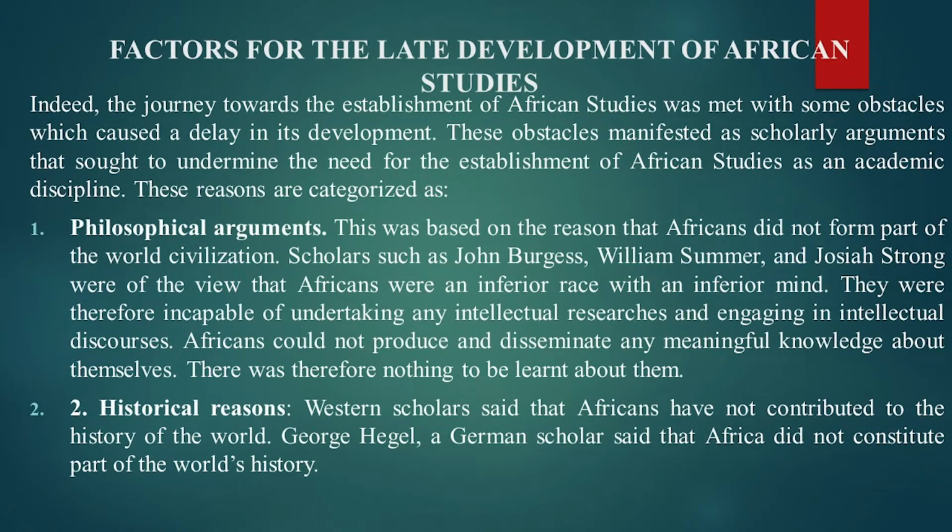The second argument was historical. What was this about? The Europeans argued that Africans do not have any history. This, we learned last week, was because most African societies were non-literate societies. We did not have the skill of writing. Because of that, our history was not documented when the Europeans came to Africa. Rather, we transmitted our history orally, by word of mouth.